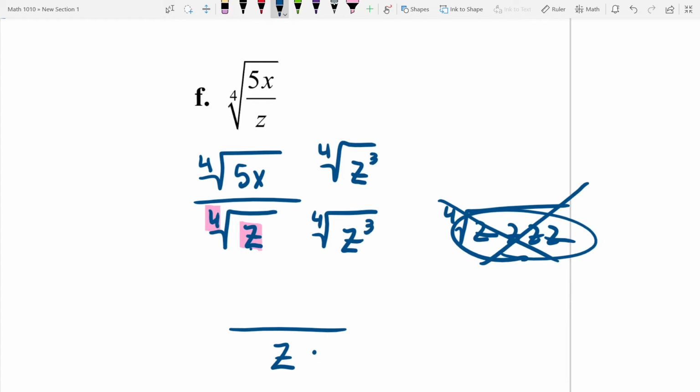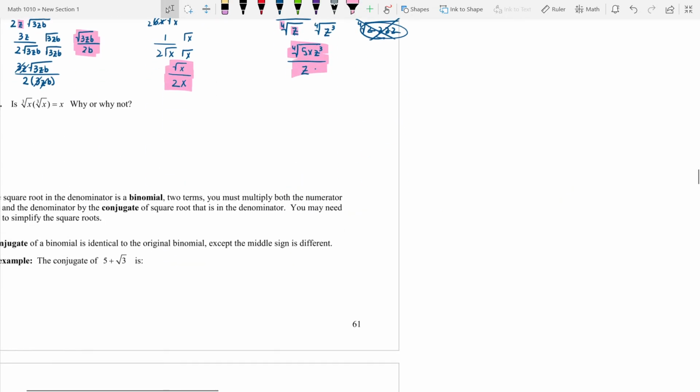Who says, I understand you? Raise your hand. Let me see how we're doing. Okay, good. So the bottom's a z. The top is the 4th root of 5x z to the 3rd. That's my answer. I can't simplify it at all. Okay? All right.